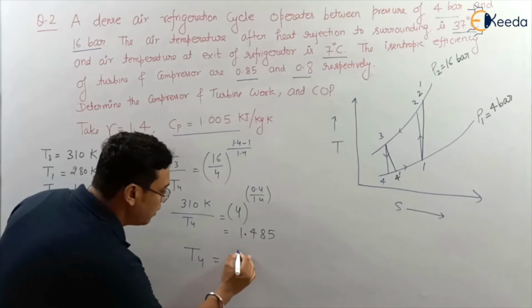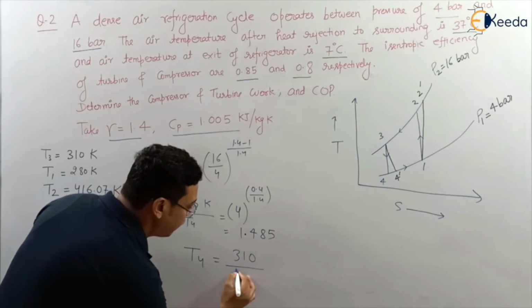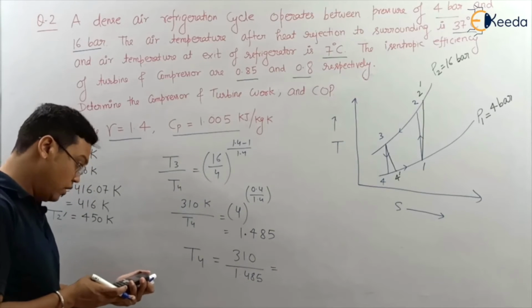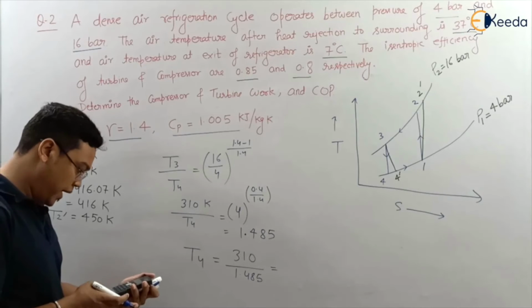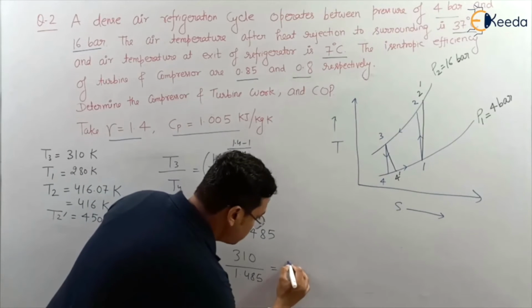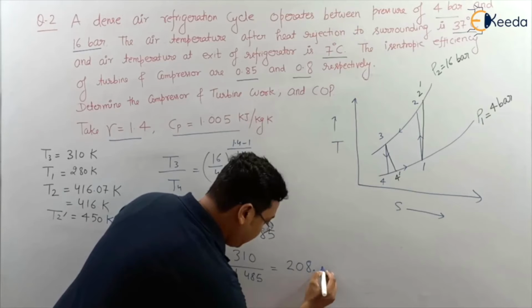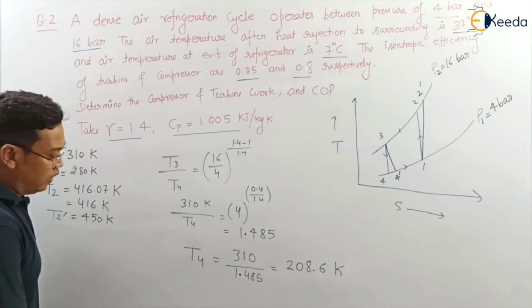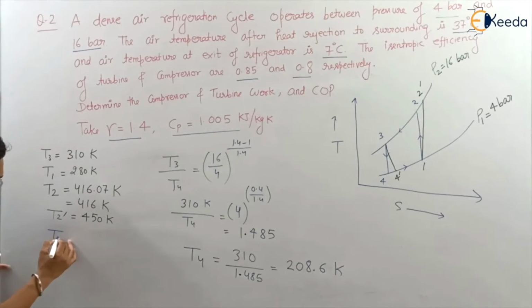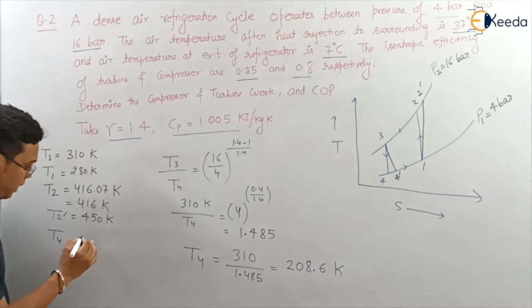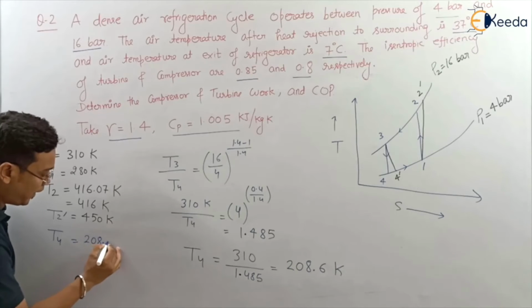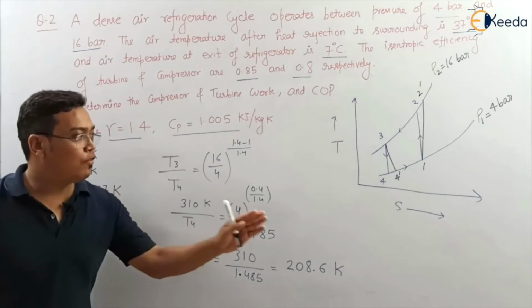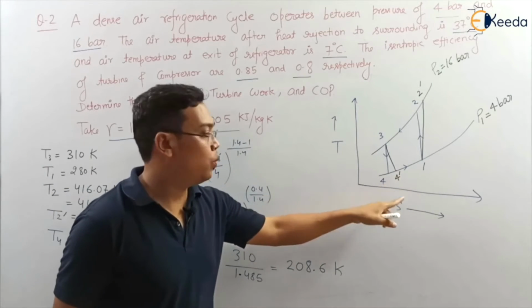T4 is equal to 310 divided by 1.485. So what will be the value of T4? 310 divided by answer, that is 208.6 Kelvin. So we got T4. Now we have calculated T4. We will write here T4 is equal to 208.6 Kelvin. Okay. Now I have to calculate T4 dash also. What will be T4 dash?